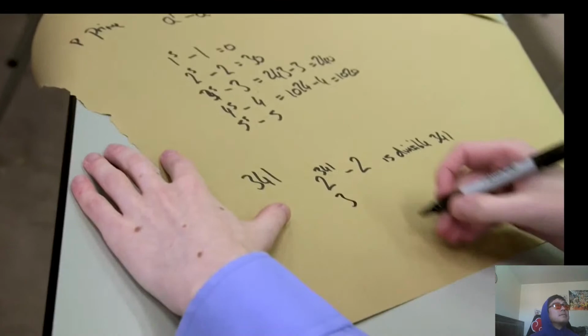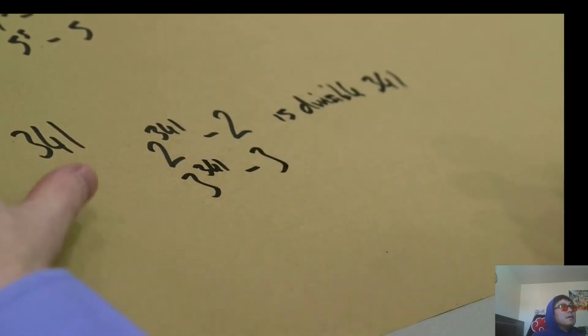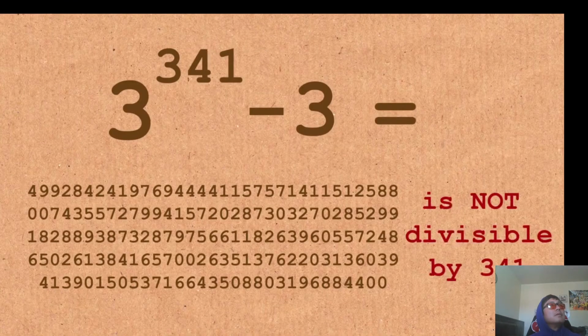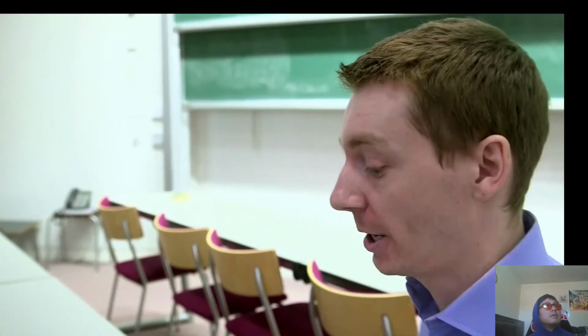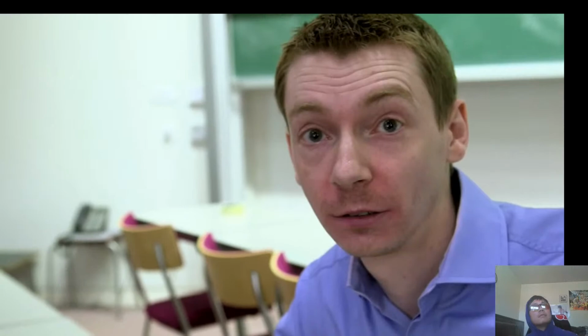Let's try another test. Let's do it with 3 then. We do this: 3 to the power 341 minus 3. Is this divisible? And this is where it fails the test. So this one is not divisible. Now, if it's not divisible, that tells me it's a composite number. There only needs to be one exception. It's very easy to fail this test. The more you pass, the more evidence you have that you are prime. And if you fail at all, then you are a composite number.